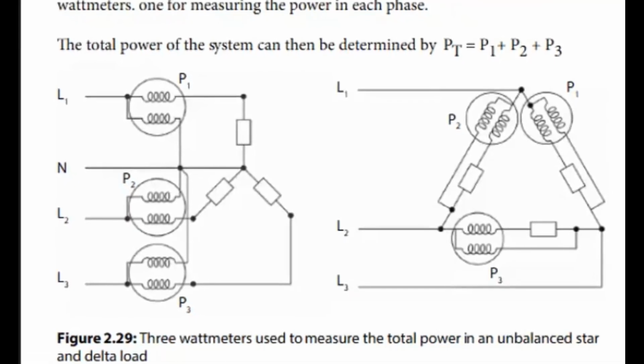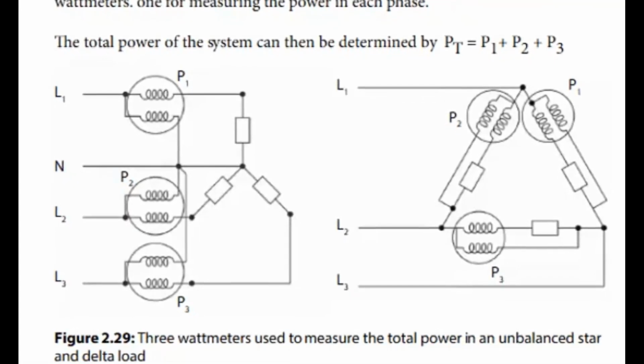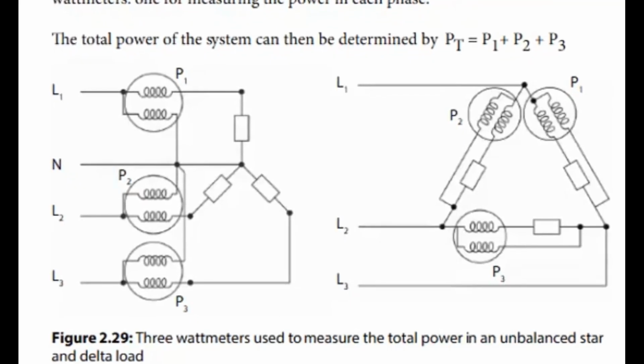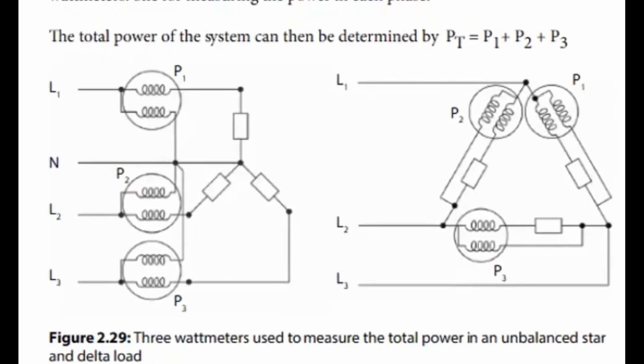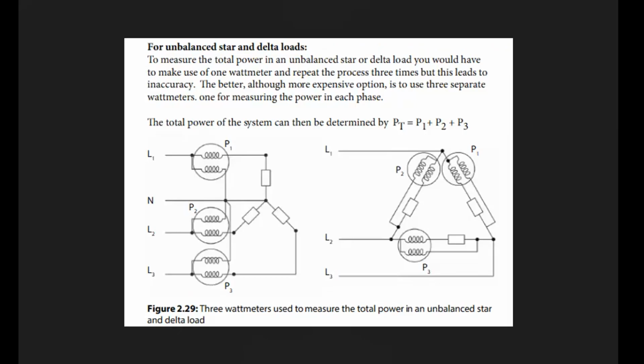So if the question says draw a diagram showing how 3 watt meters are connected to the system, it would be like this, okay, to a 3-phase system. And this is what we call the 3 watt meter method.